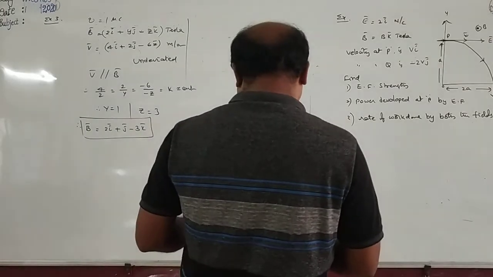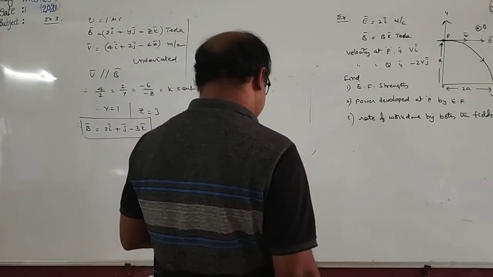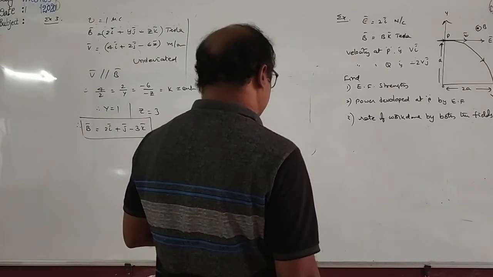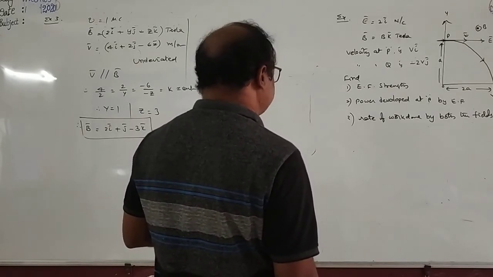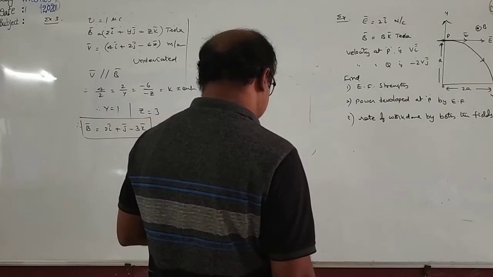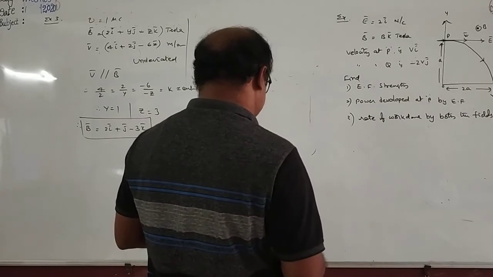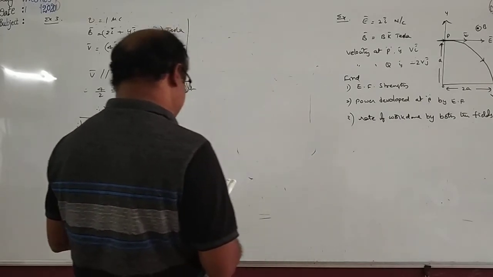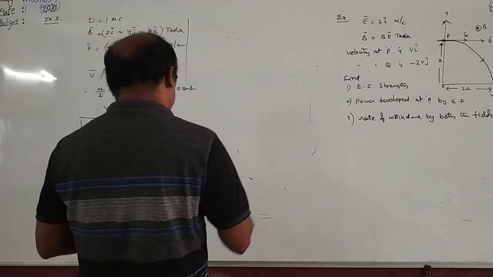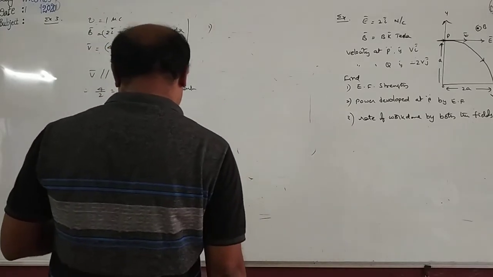Once again, a charged particle having charge q and mass m is moving in an electric field E bar is equal to 2i bar and magnetic field B bar is equal to B k bar. It follows a trajectory from P to Q as shown in the figure. First one, calculate the electric field strength.